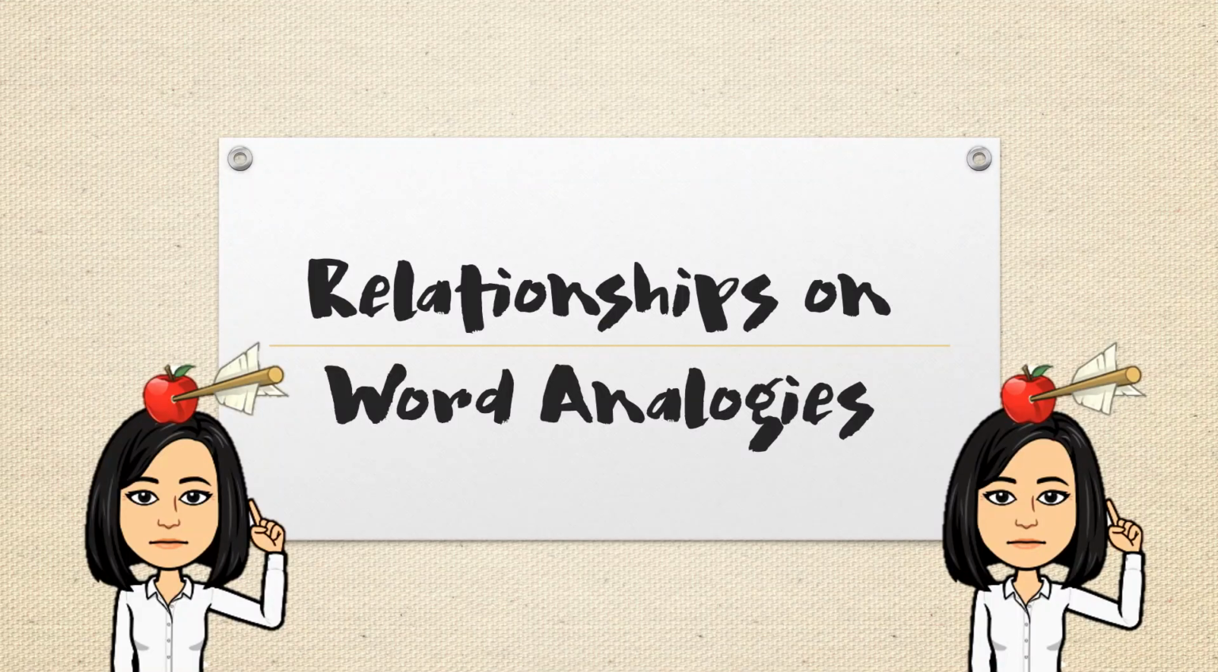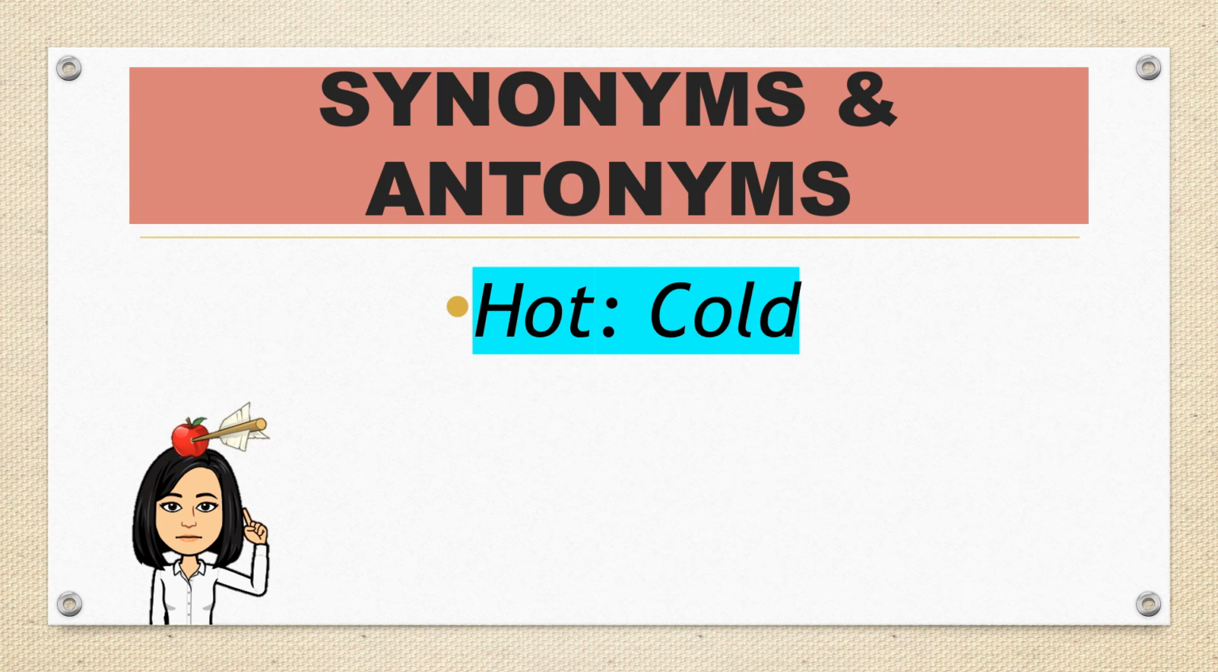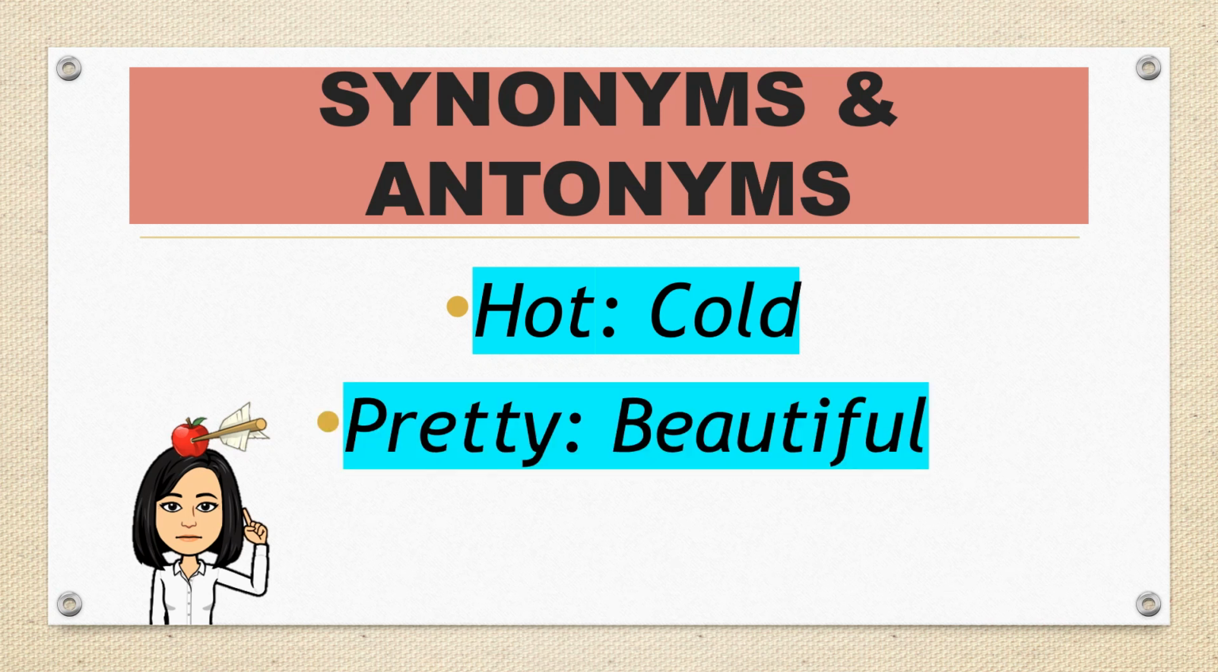And to continue, let's know more about the relationships in word analogies. Synonyms and antonyms. Words may have similar or opposite meaning. Examples, hot is to cold. This is an antonym because hot and cold are opposite to each other. Pretty is to beautiful are synonyms because they mean the same thing.